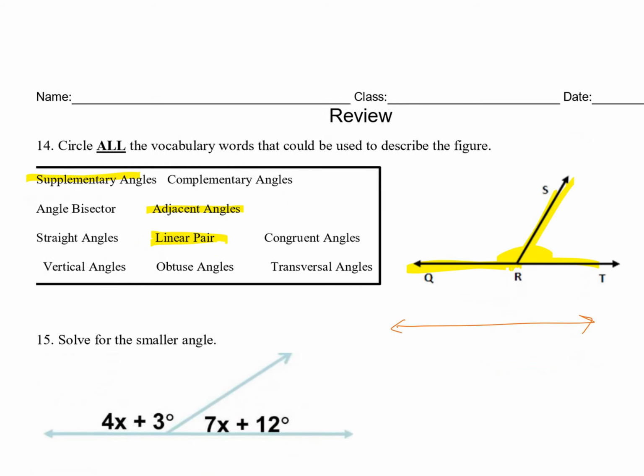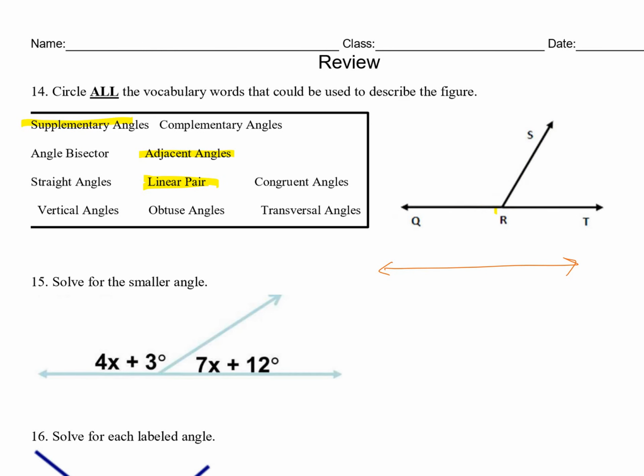All right, this one is a bit of a trick. Let's look. We've got to name all the angles that could be described. Supplementary adds up to 180. Yes. It says circle, so let me follow the directions. Circle. Complementary adds up to 90. These do not add up to 90. They can't be both. Angle bisector, an angle that's chopped in half. Nope. Adjacent, yes, they are adjacent to each other. They share a side and a vertex.